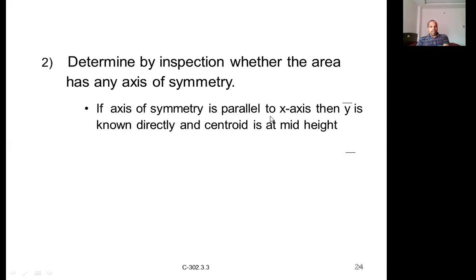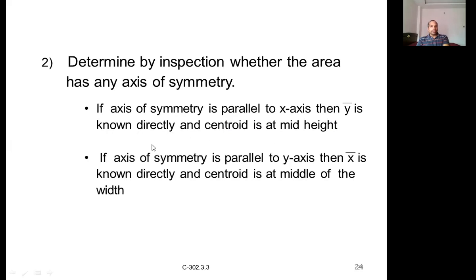If the axis of symmetry is parallel to the x-axis, then y bar is known directly, and the centroid is at mid height. If the axis of symmetry is parallel to the y-axis, then x bar is known directly, and the centroid is right at mid width. While discussing some of the regular figures, I explained to you how to locate x bar and y bar.